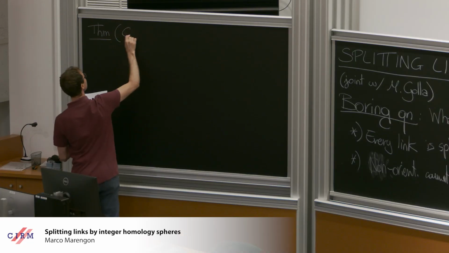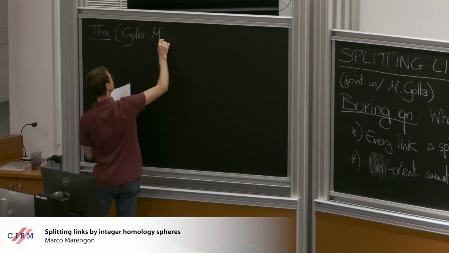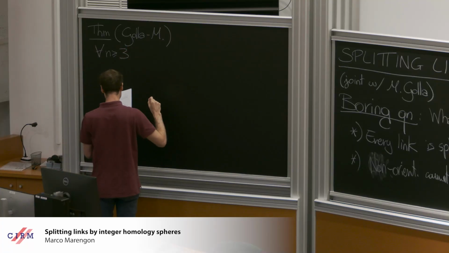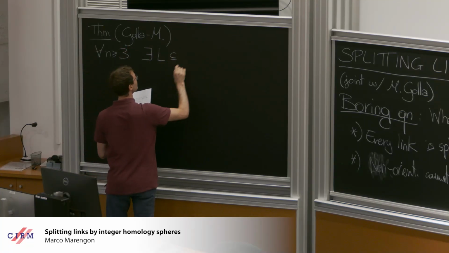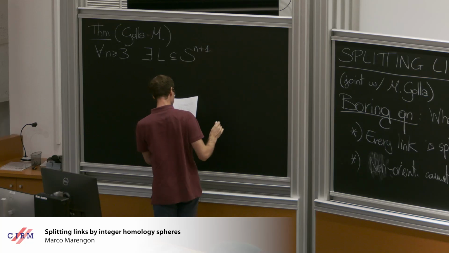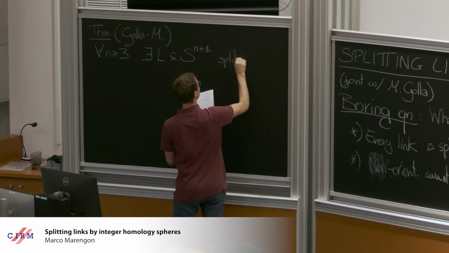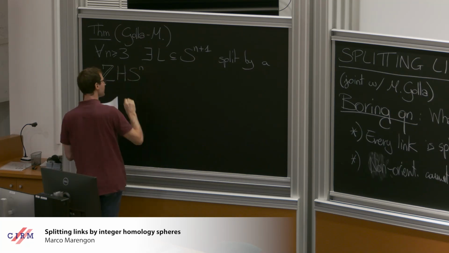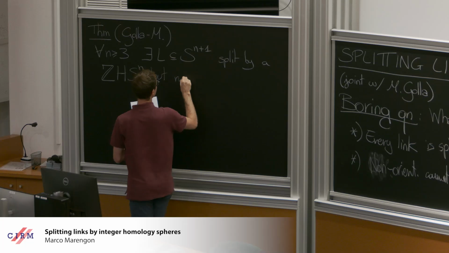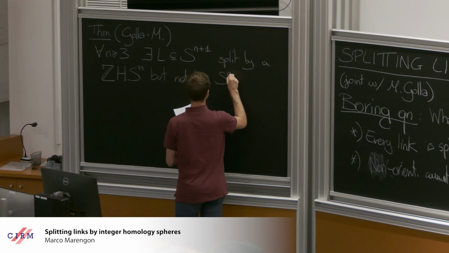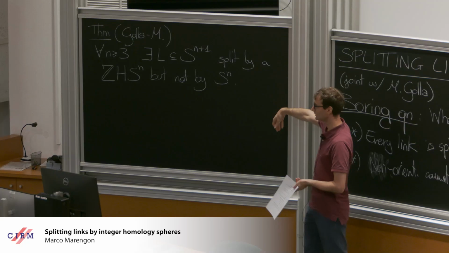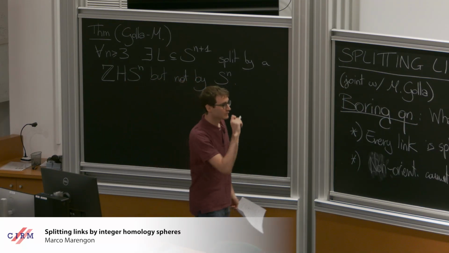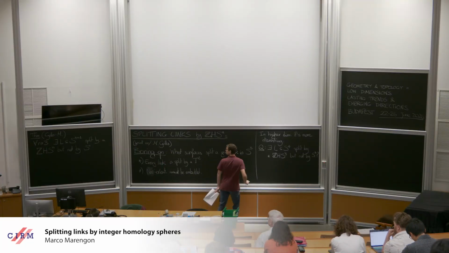So theorem. For every n at least 3, there exists a link in S^(n+1) split by an integer homology n-sphere, but not by the standard S^n. So the answer is yes, and it holds in any dimension at least 3.